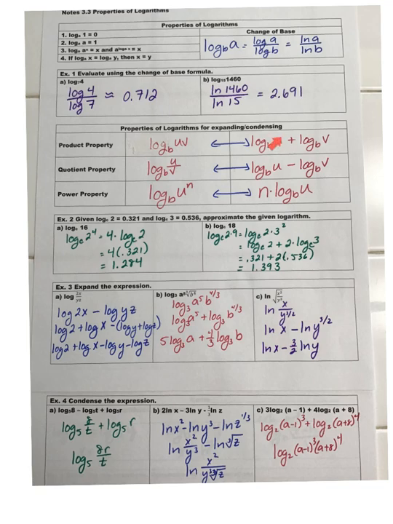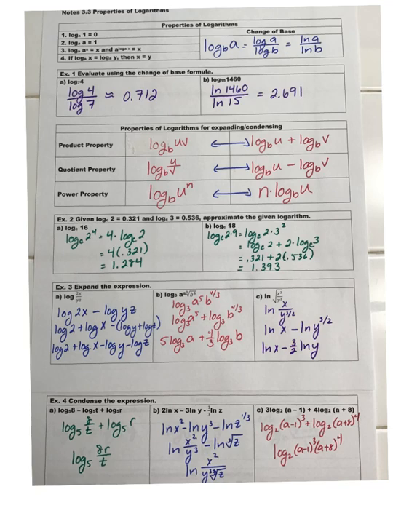Alrighty, now here are some really fun properties. I like to call this letting the genie out of the bottle and putting the genie back into the bottle. These are our properties for expanding and condensing. Okay, so we have the product property, the quotient property, and the power property. So if we're going from left to right, that's called expanding. If we're going from right to left, that's called condensing.